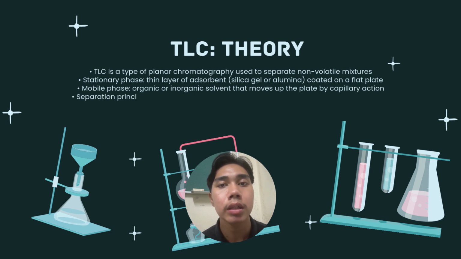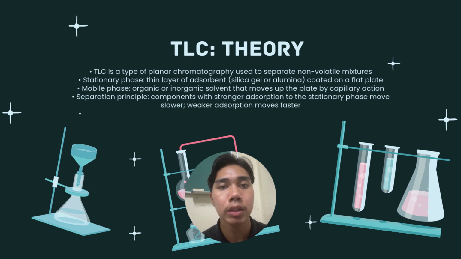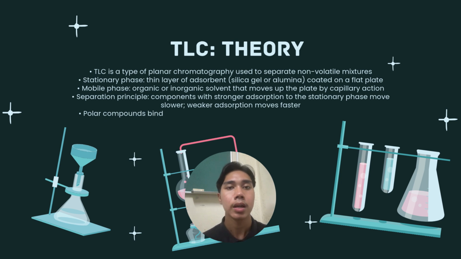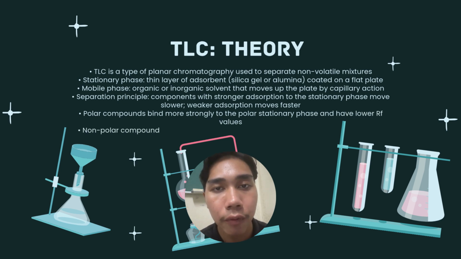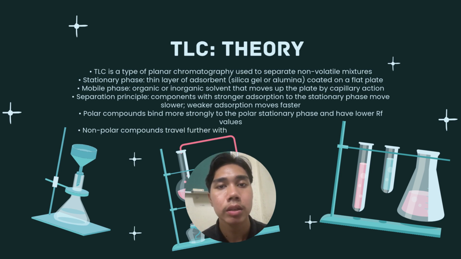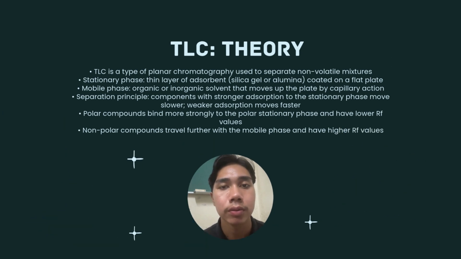The separation occurs because different compounds interact differently with the stationary phase. Compounds that are strongly adsorbed move more slowly, while compounds with weaker adsorption move faster. Since silica gel is polar, polar compounds bind more strongly to the stationary phase and have a lower RF value. In contrast, non-polar compounds travel further with the solvent and have a higher RF value.